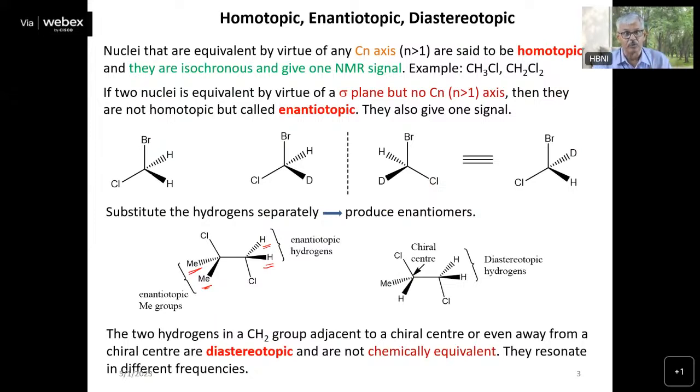Whereas when they have the same chemical shift by symmetry, irrespective of the machine, they will come at the same place. Like enantiotopic hydrogens, they will always come at the same place, irrespective of whether it is 60 megahertz, 100, 200, 500, or 600. It does not matter.